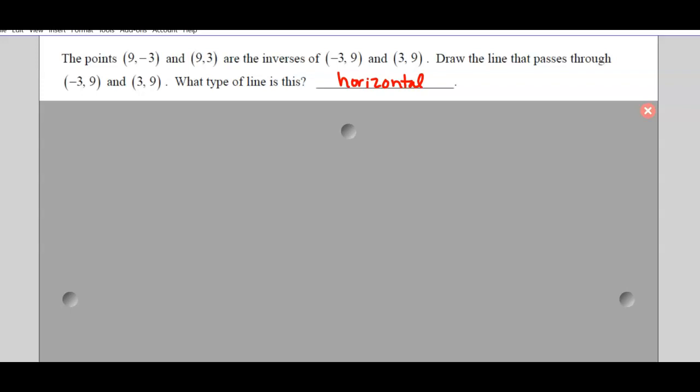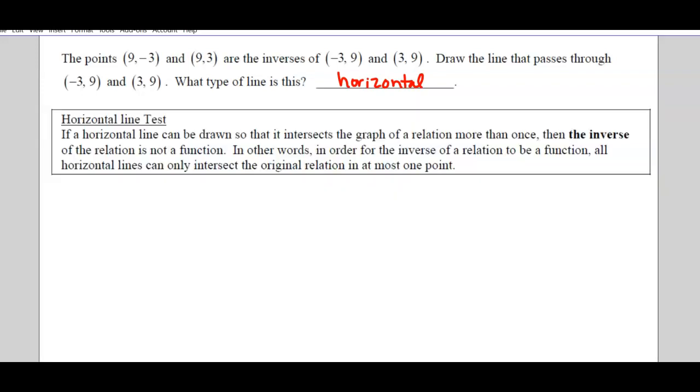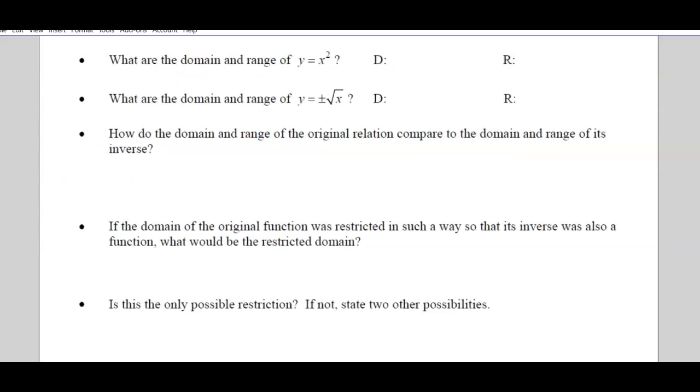So if a horizontal line can be drawn so that it intersects the graph of a relation more than once, then an inverse is not a function. So in other words, in order for the inverse to be a function, all horizontal lines can only intersect the original at most one. Okay. So these are just helpful tools. They're not definitions that you have to memorize, but they can help you determine whether something is a function.